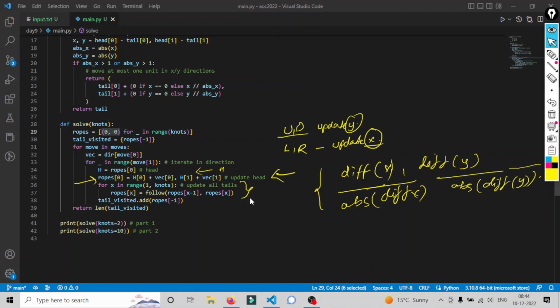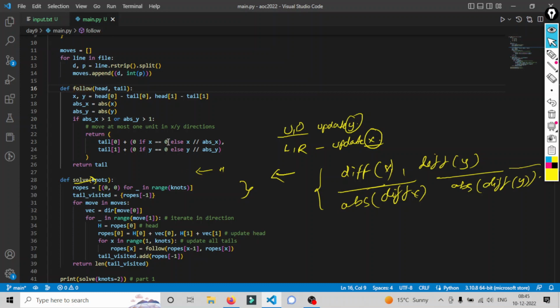So here we are updating the value of tail. From where will the tail values start? Here I am looping from 1 to the total number of knots. We have taken 0 as the head, so from position 1 toward the end of the rope array, all will be tail. There will be only one head and the rest will be tail. That's why we iterate over that array. Here we update the individual value of each tail. To do that, we have created one function, follow, and follow will use this formula.